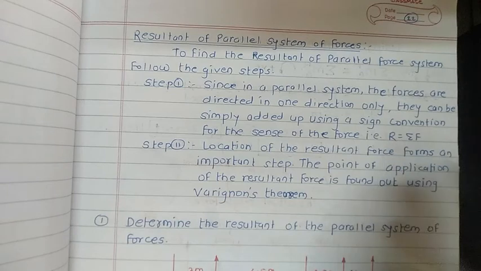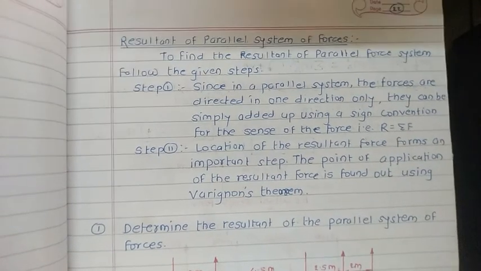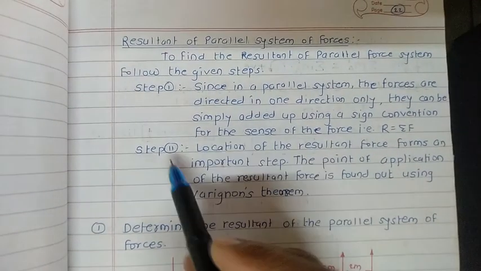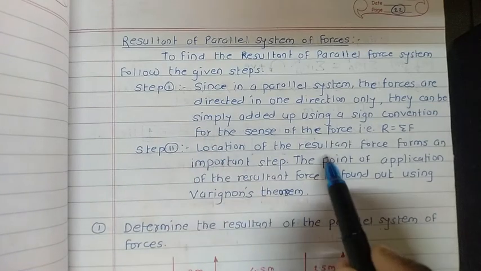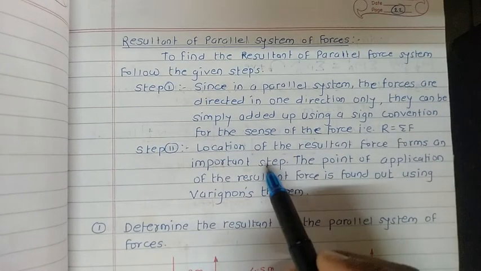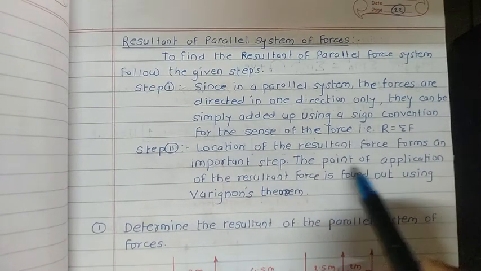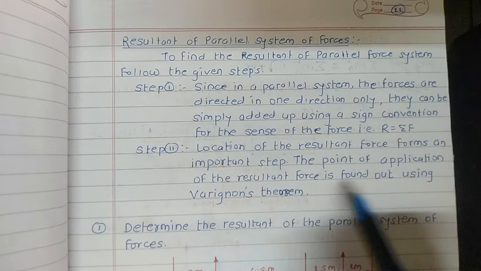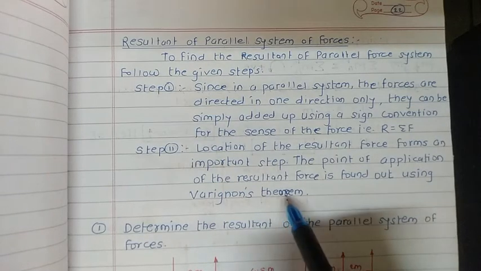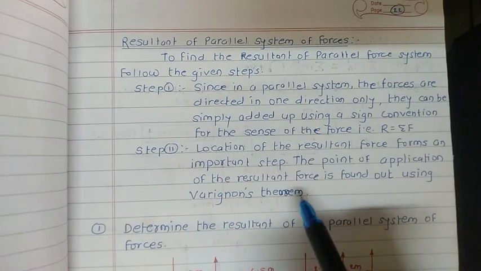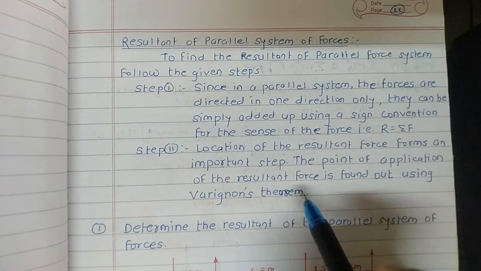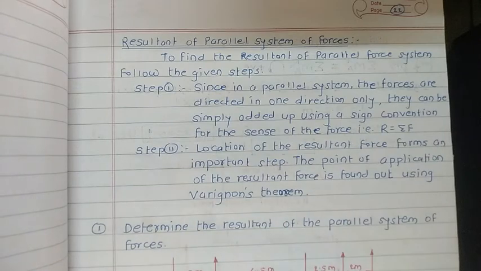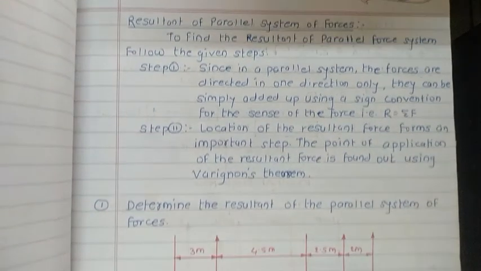So by simply adding all the forces, considering the sign convention, we can get the resultant force. The next step is a very important one. You have to locate that resultant force. The location of the resultant force forms an important step. The point of application of the resultant force is found out by using the Varignon's theorem. In the previous lecture we already saw what Varignon's theorem is. So how can I apply that theorem to solve problems related to the parallel force system? Let us see.